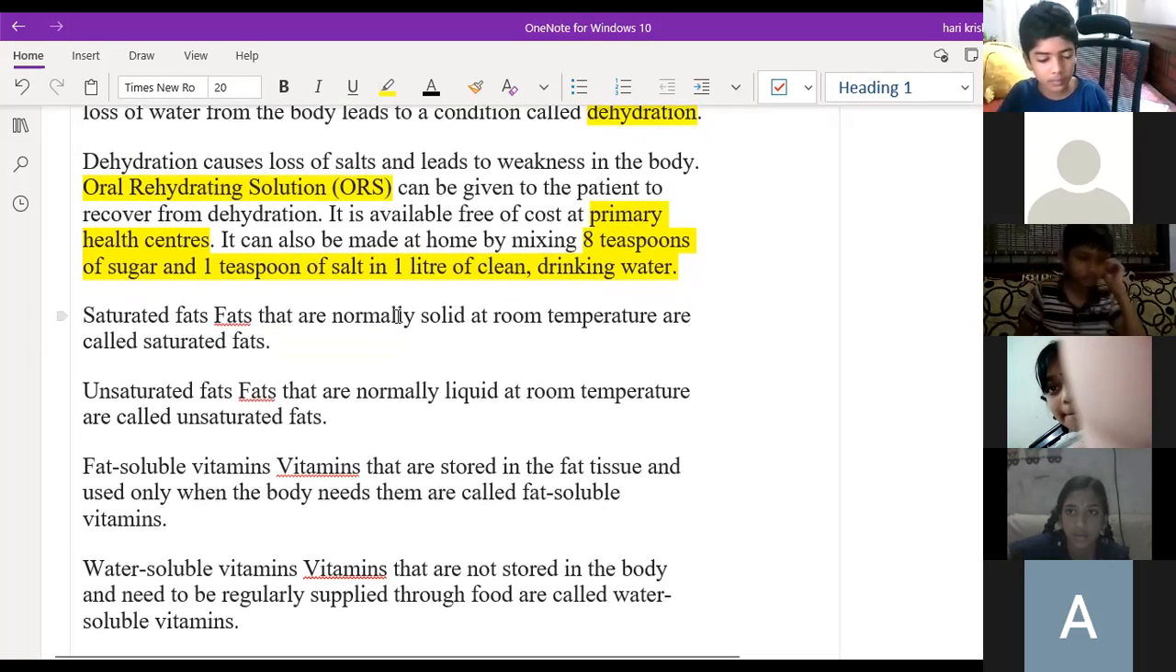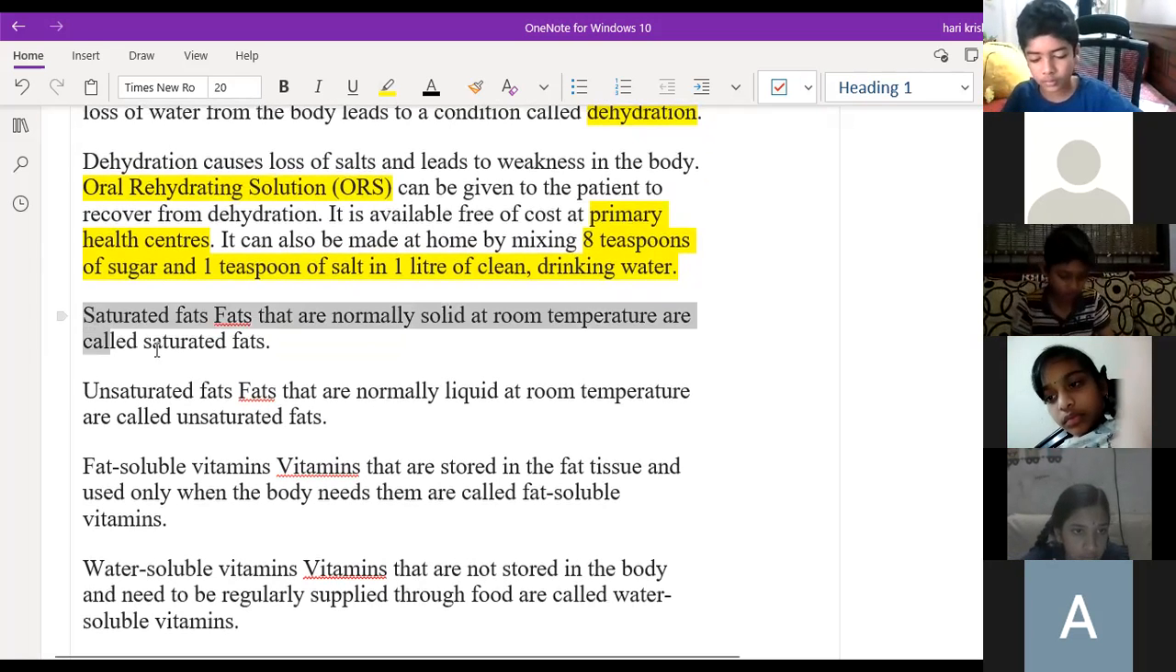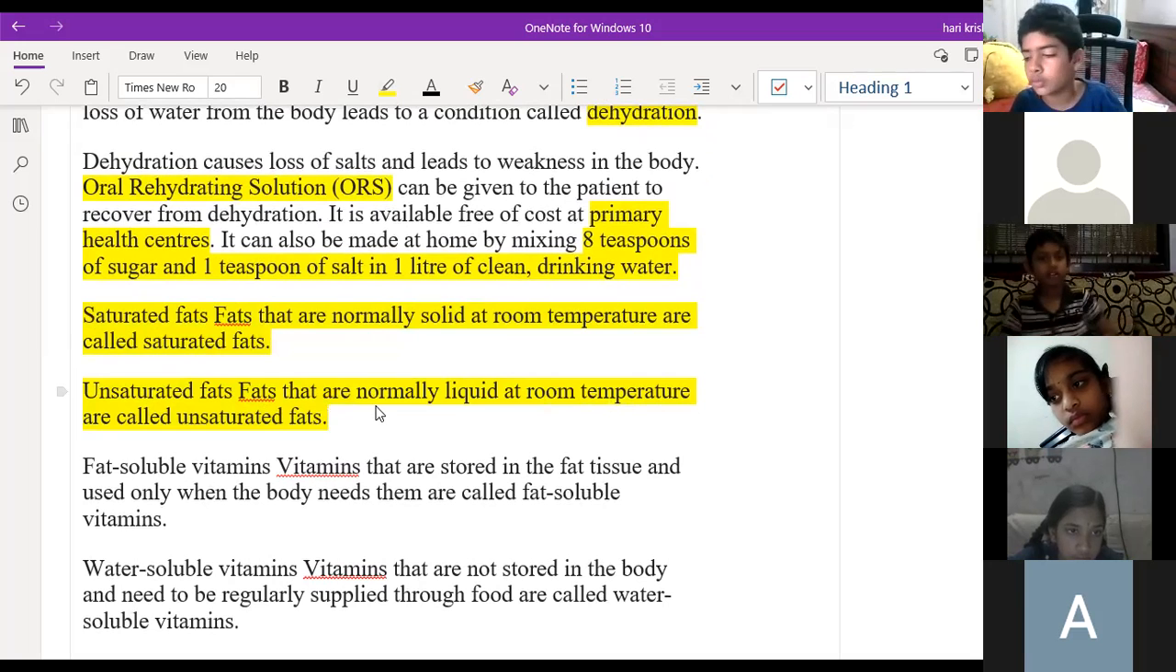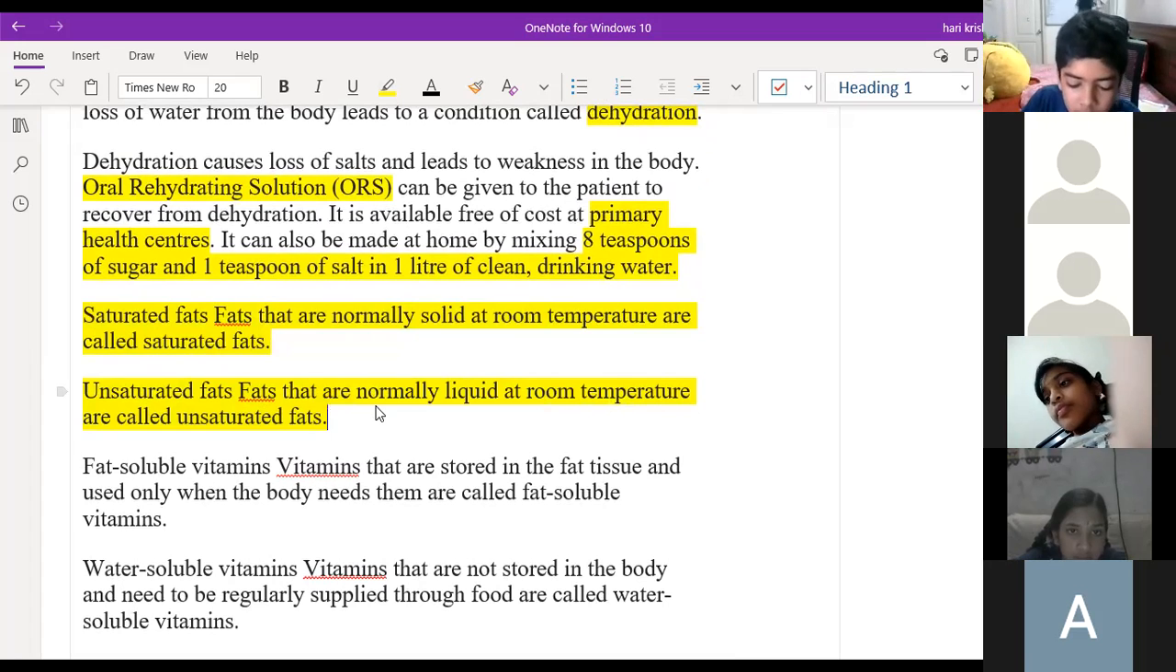Again, two types of fats are there. What are those two types of fats? I said vitamins are two types: one is fat soluble, the next one is water soluble. But fats also have two types. Saturated fats are solid at room temperature and unsaturated fats are liquid at room temperature. Saturated fats means which are solid at room temperature.